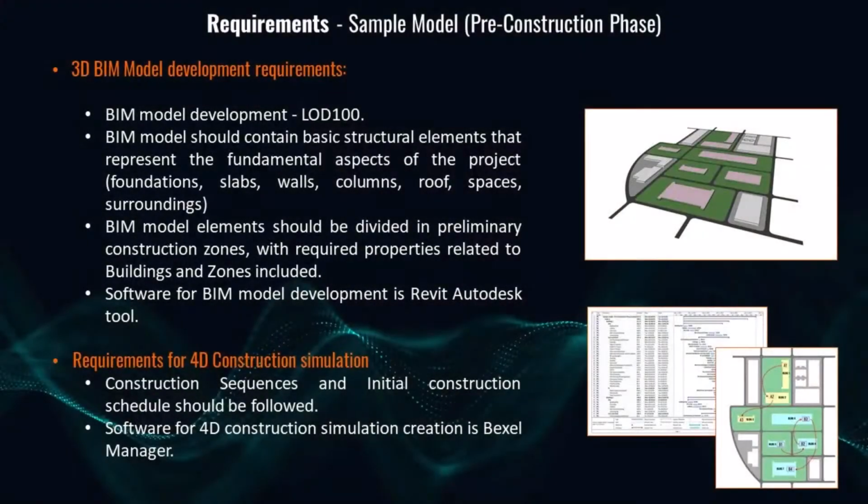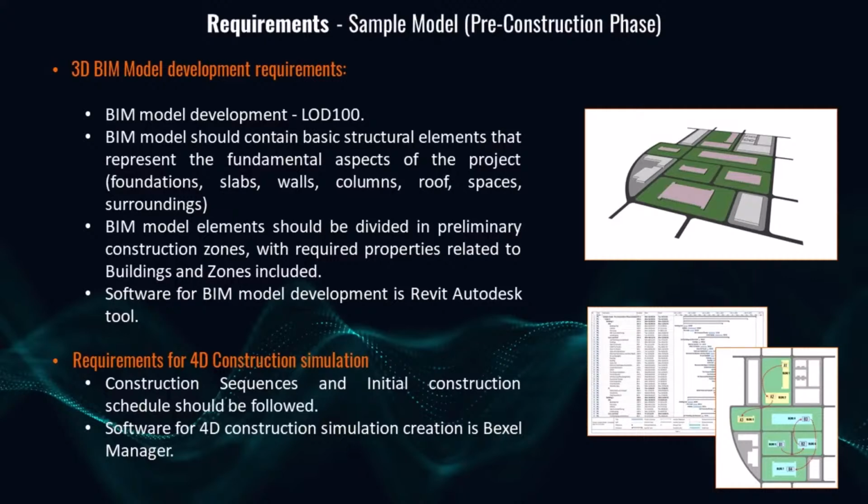When we are talking about requirements for BIM model development, in this case, where we have almost no information except the building's general dimensions and areas, including 2 levels for each building, this leaves us to define requirements to have a really schematic model at the end. So, the BIM model development LOD is 100. The BIM model should contain basic structural elements that represent the fundamental aspects of the project, like foundations, slabs, walls, columns, roofs, spaces, and surrounding buildings.